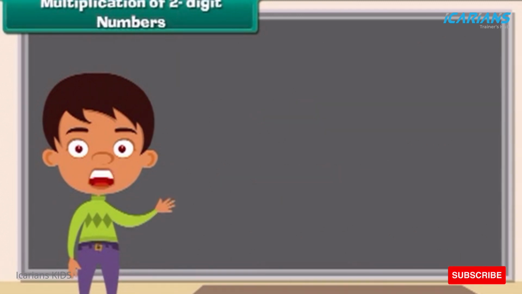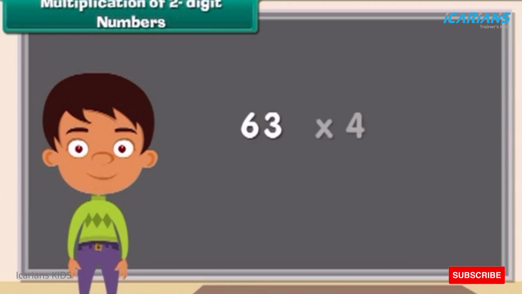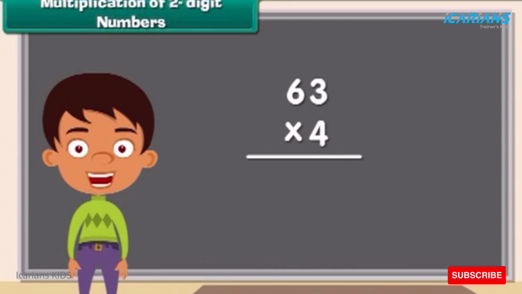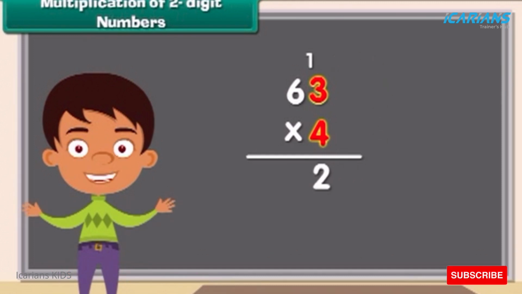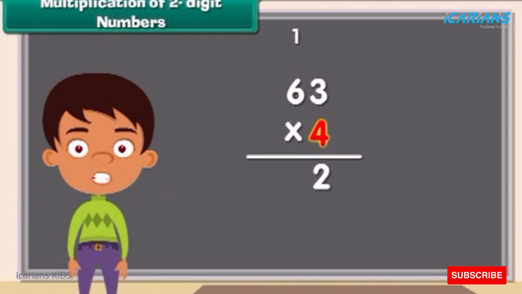Multiplication of two-digit numbers. Let us now learn to multiply two-digit numbers. Let us multiply 63 by 4. Firstly, multiply 3 by 4. 4 into 3 is equal to 12. Place 2 under the line at the ones place. Write 1 above 6 at the tens place.